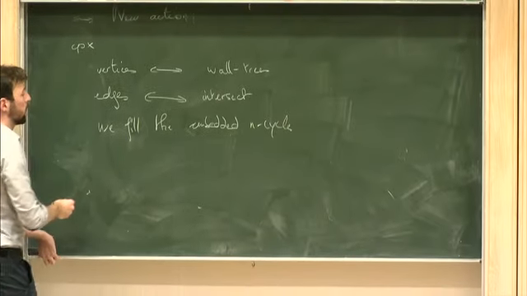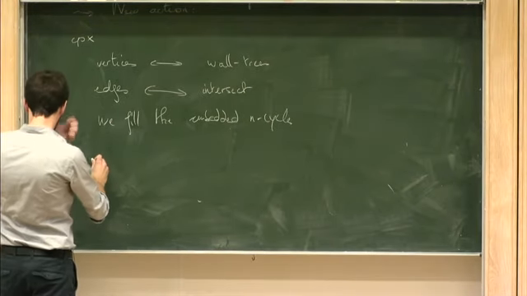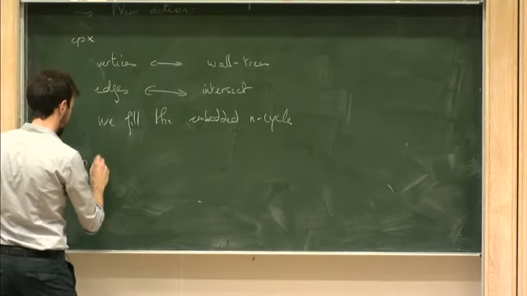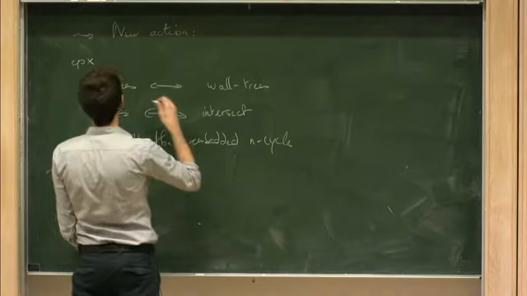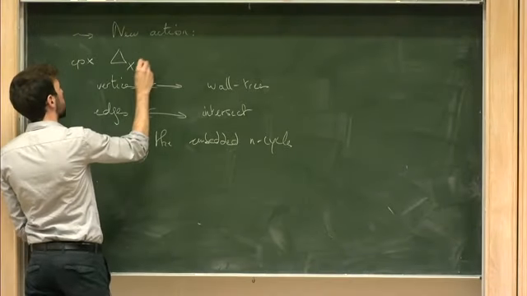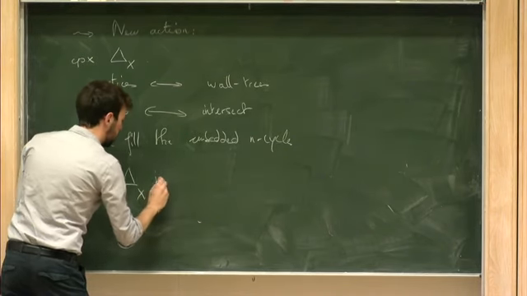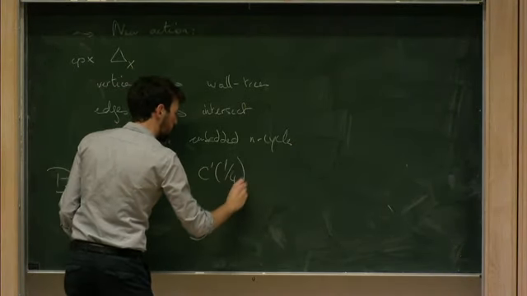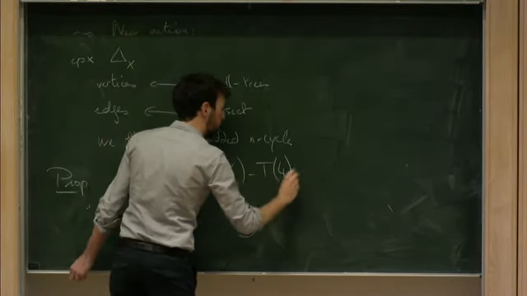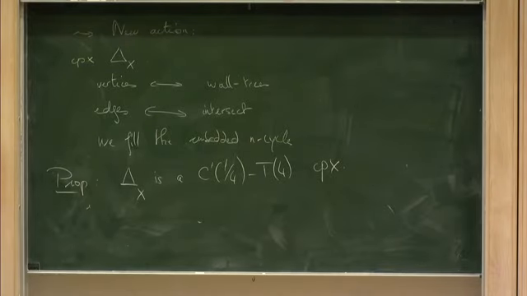And the first result that we get is that, we're going to give it a name, delta x. So that delta x is a small cancellation complex, but more precisely a C'(1/4)-T(4) complex. So what does that mean?